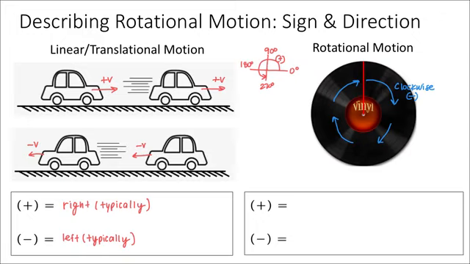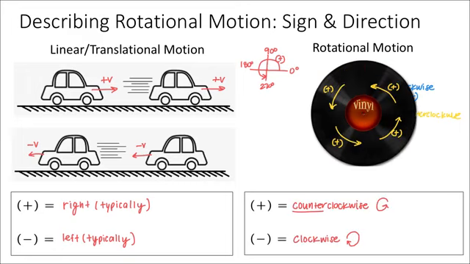I'll go ahead and show this in yellow. So that'll be like this instead, and we'll go in this direction. So if the vinyl record is instead rotating in a direction that we're going to call counterclockwise, that's going to be positive. I'll show that over here.